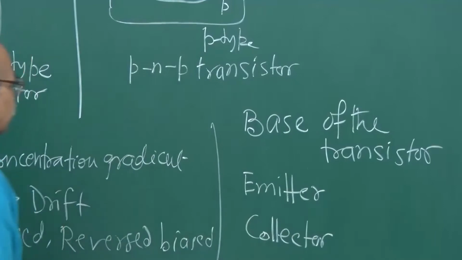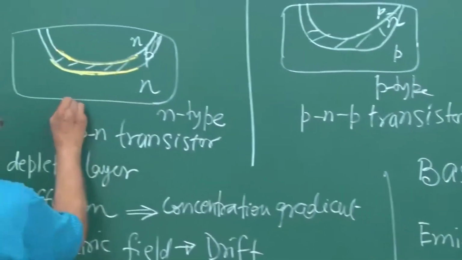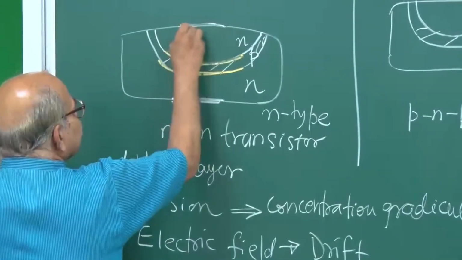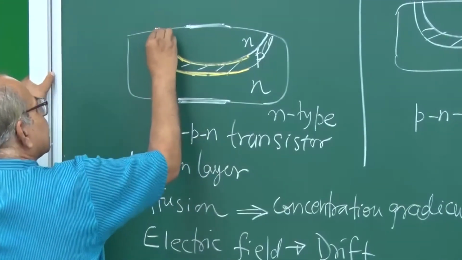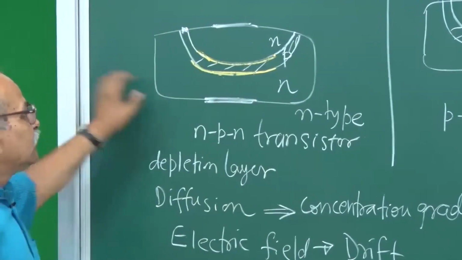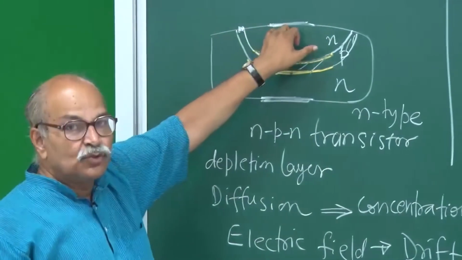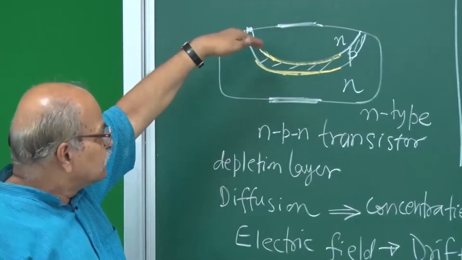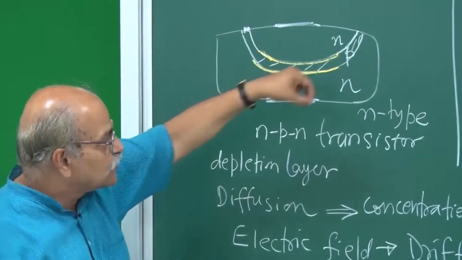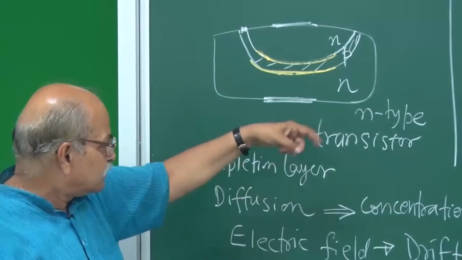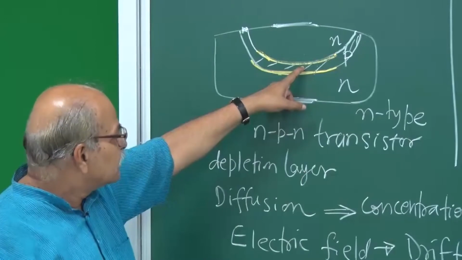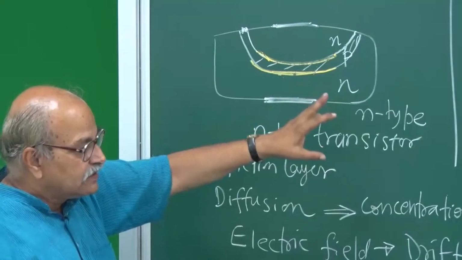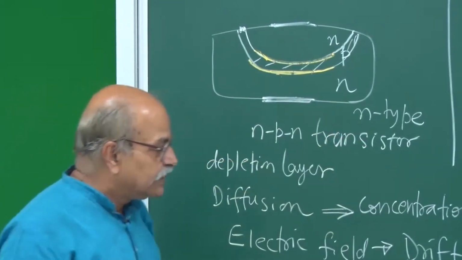You will have metal contacts, one somewhere here, one here, and one here, so that all three can be joined to the external circuit. So you will have three terminals to join to the external circuit, corresponding to base, emitter, and collector. This is the nomenclature; this is how we name it.